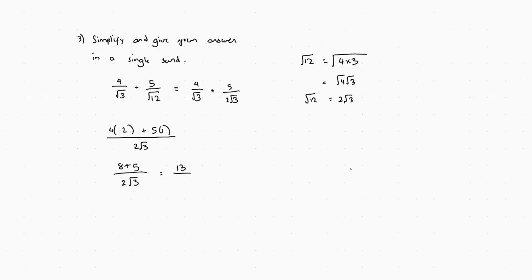Now, what you want to do at this stage, 13 over 2 root 3, is actually move the surd from your denominator to the numerator. How do we do that? We multiply by root 3 over root 3. So you end up with 13 root 3, and in your denominator, you get 2 root 3 times root 3, which of course simplifies to 13 root 3 over 2 multiplied by 3. So our final answer is 13 root 3 over 6.